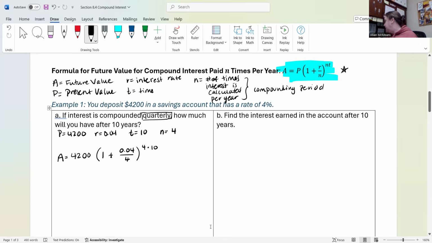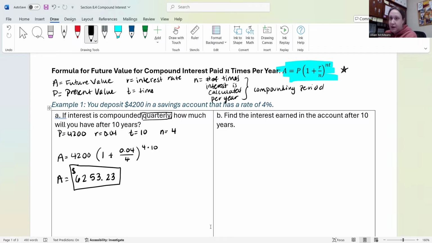So we had, let me get to my notes page because I will forget these numbers. There we go. So $6,253.23. That is how much would be in your account in 10 years. Okay. Now, part B says find the interest earned in the account after 10 years.